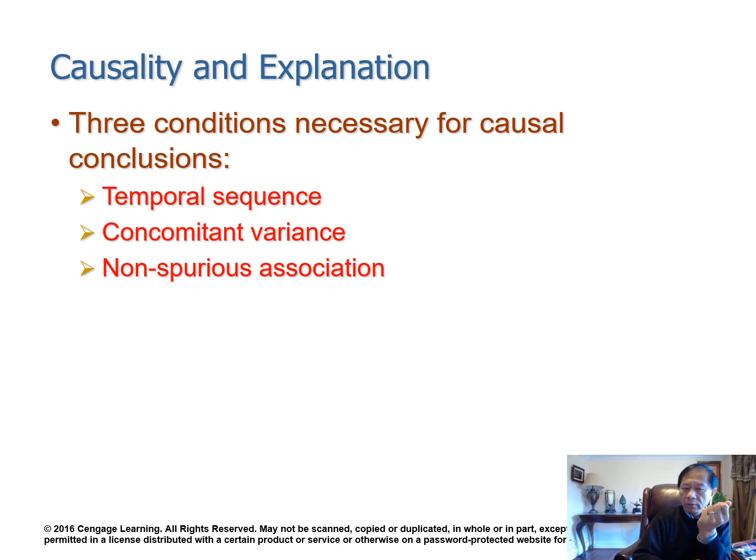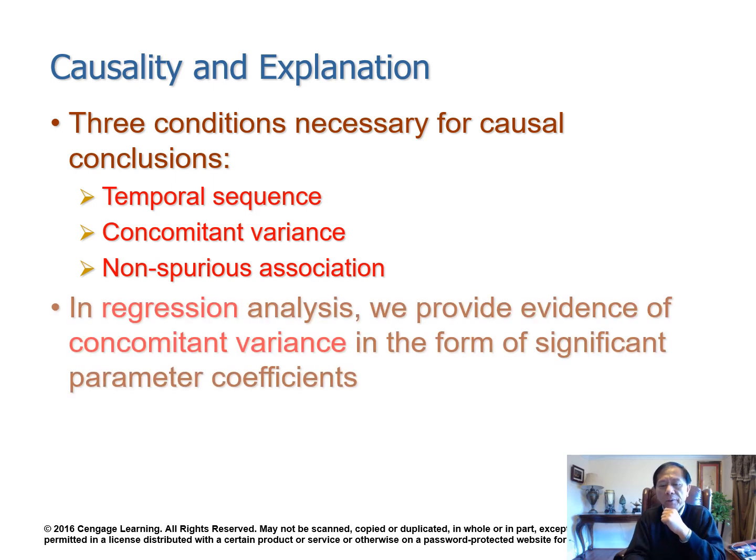Temporal sequence: the cause must take place before the effect. For causality to take place, you need concomitant variance, meaning the two must change together. If one changes, the other changes. And non-spurious association, we know that's the hardest to establish. That means that no other possible explanations exist. Then you can make your conclusion.